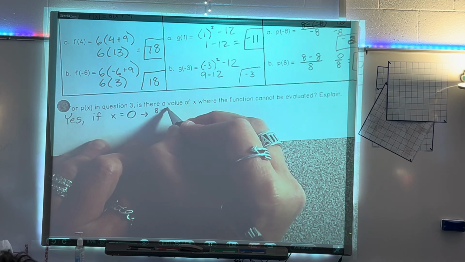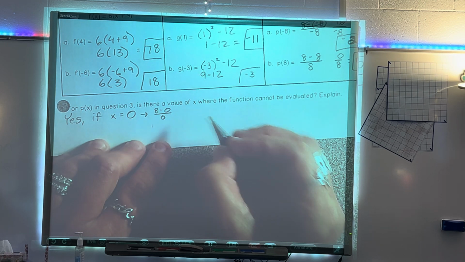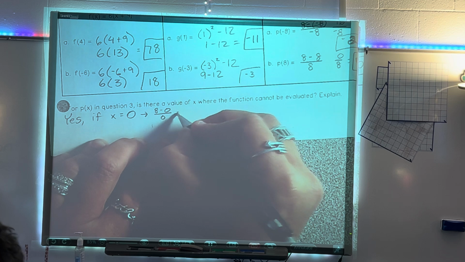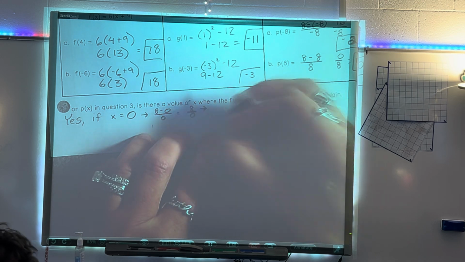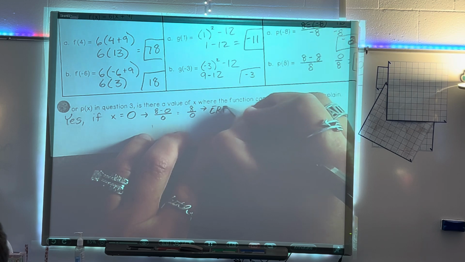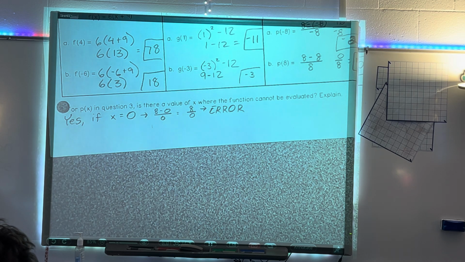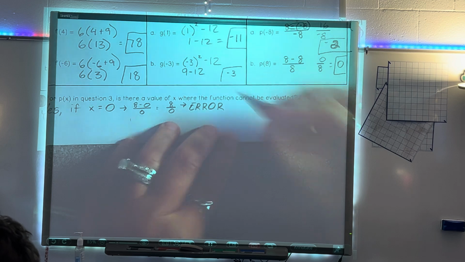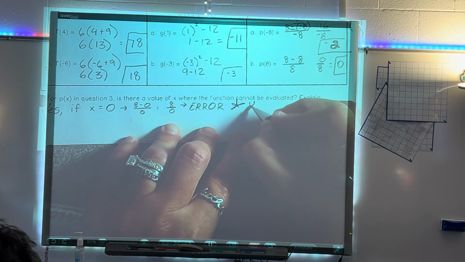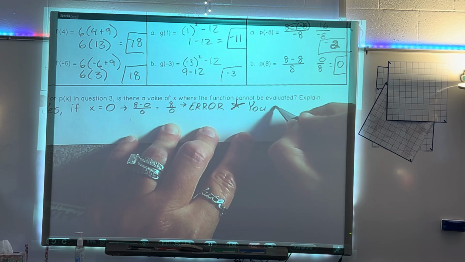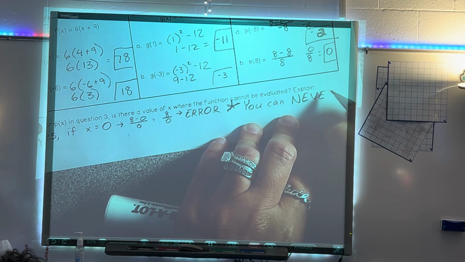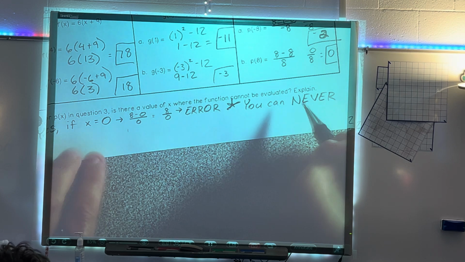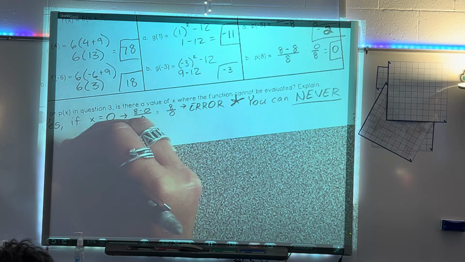It would be 8 minus 0 over 0, which would be 8 over 0, which gives you in your calculator an error, and it says that it can't do it, okay? So here's the deal. You can never, never, ever divide by 0.